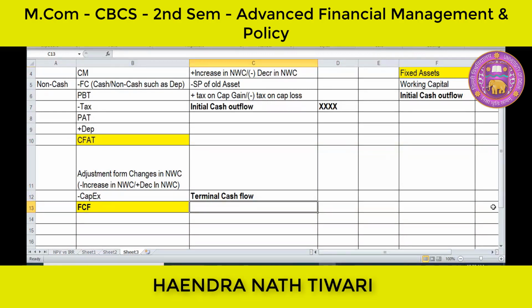Number 1, sales proceeds of scrap. This will be your inflow, right or not? Sales proceeds of scrap, this is a positive amount.